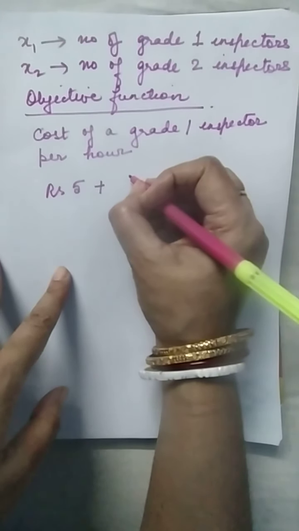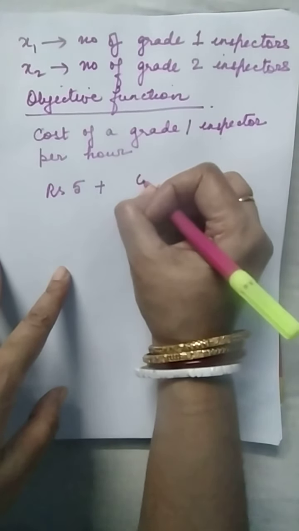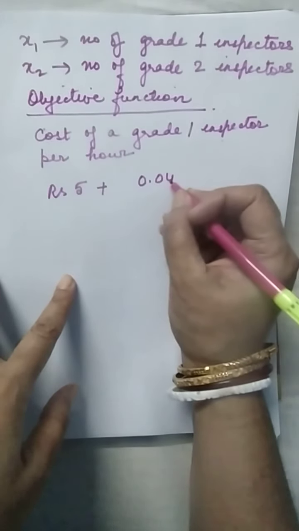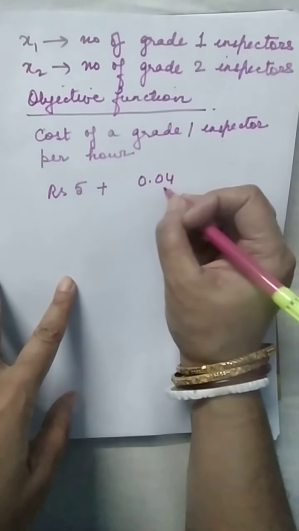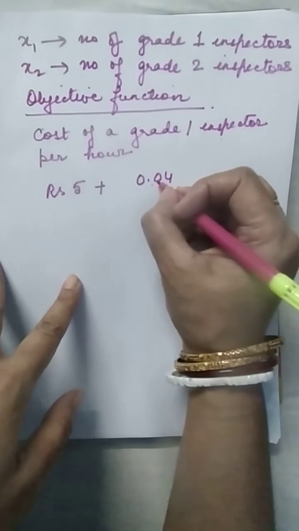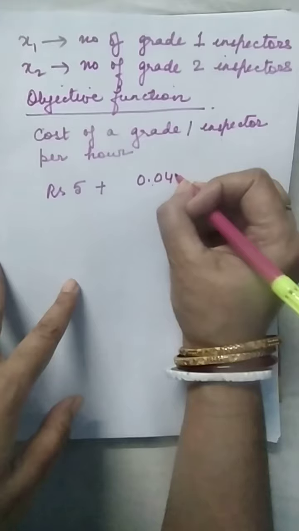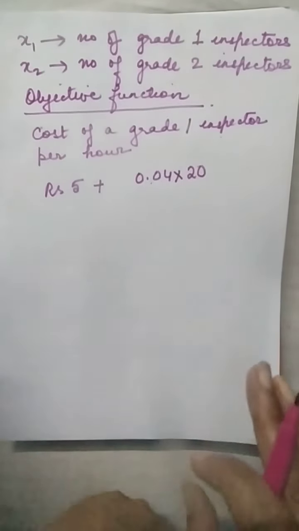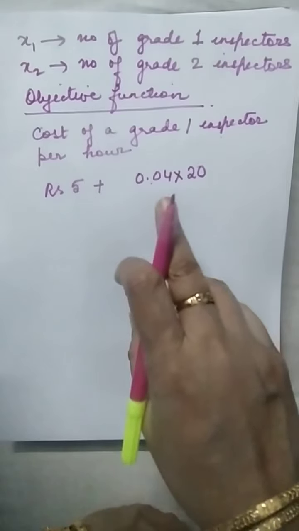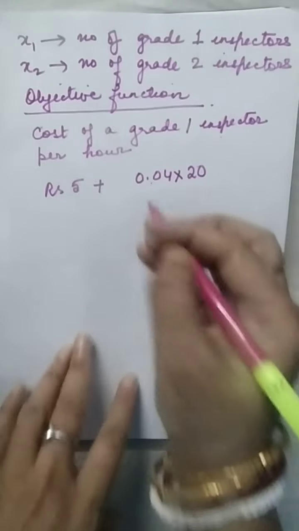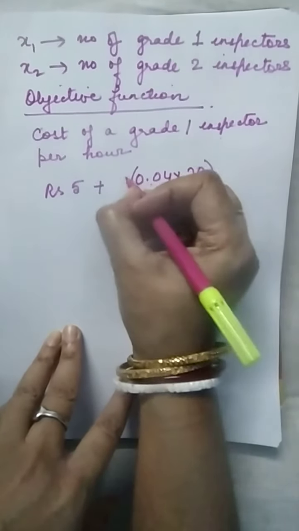what is his probability of making mistakes? It is 4%, that is 0.04, that is 4 out of 100. So I divide 4 by 100 and I get 0.04. Now he is making 0.04 errors per piece, and in an hour he is capable of inspecting 20 pieces. That is given in the question. That means out of 100 he makes 4 errors. So how many errors will he make out of 20? It is 0.04 into 20. And the cost of such an error is rupees 3.